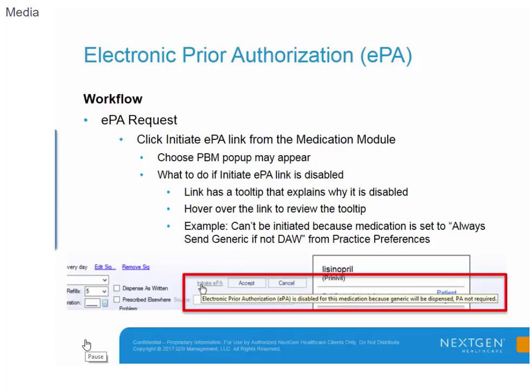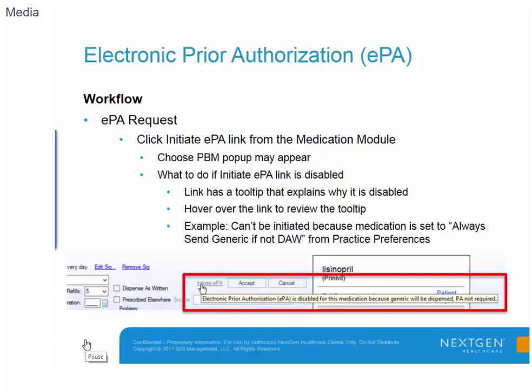Prior authorization always stops the prescription process. So from there, you would click Initiate EPA, and this is a link in the medication module next to the Accept button. And it's possible if you used the default medication search, you didn't choose the PBM, so you might get prompted here to pick the PBM.